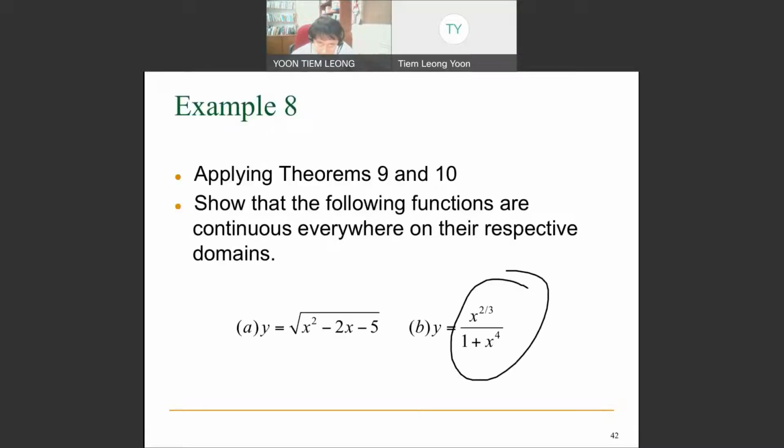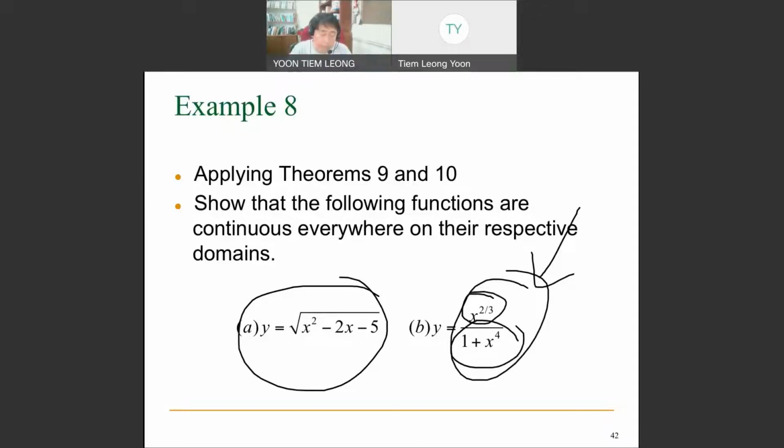So for this example, we have proven the continuity of this using theorem 9 and theorem 10, but here I think you can't prove this using theorem 10, but you can prove this very easily using theorem 9 because this is a polynomial. This is also a polynomial. So a polynomial raised to the power of 3 over 2 is also continuous, and this denominator 1 plus 4 is also a polynomial which is continuous. The quotient of two continuous polynomials is itself continuous.